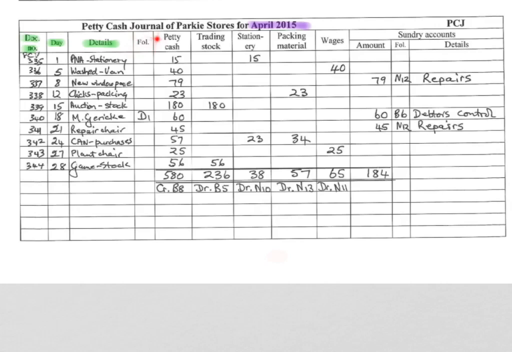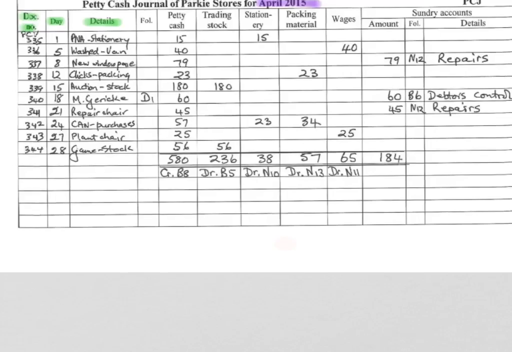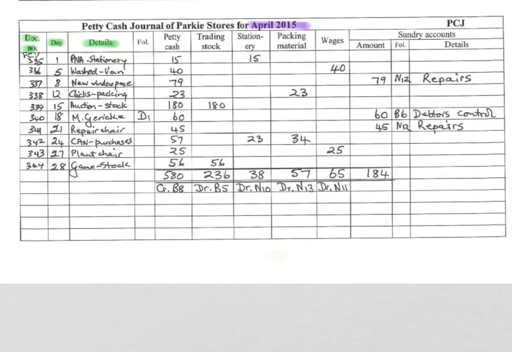Then in the folio column, we won't really use the folio column. The folio column is only used when a transaction involves a debtor or a creditor, in other words, when the posting was made to the debtor's ledger or the creditor's ledger. This indicates that the transaction was posted to the personal account of the debtor or creditor in their ledgers. Very rarely will we use the debtor's or creditor's ledger in the petty cash journal, so this is not a common occurrence.